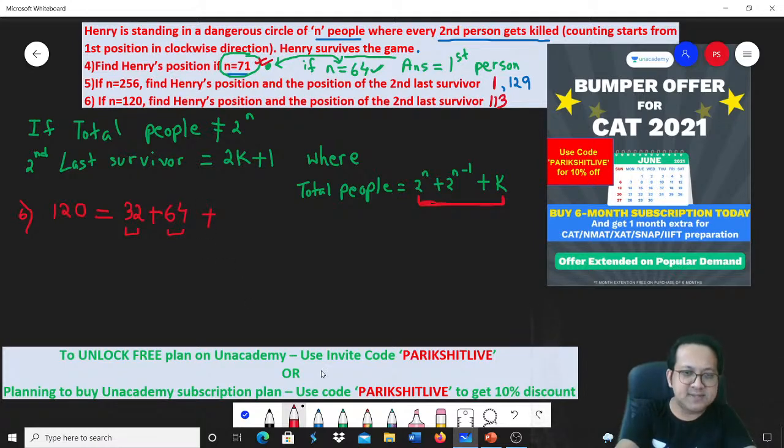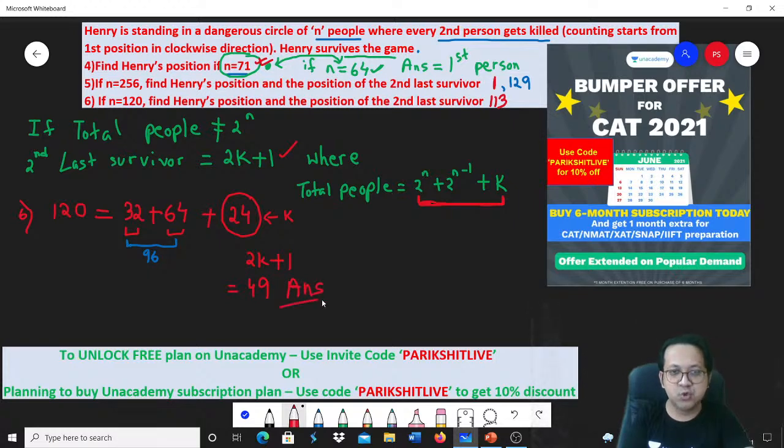How much is 32 plus 64? 32 plus 64 is 96. So how much is remaining? 120 minus 96, 24 is remaining. So what is the value of k? k is 24. What's the answer? Answer is 2k plus 1. So 2 into 24 plus 1, 49. That's the answer. 49 is the answer. Do you follow this?